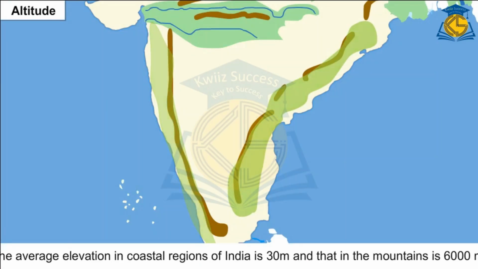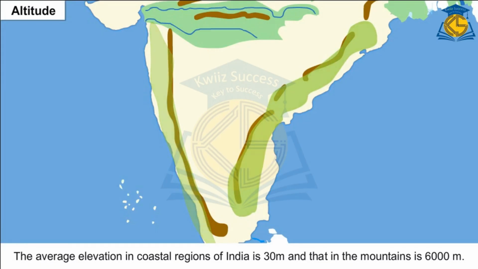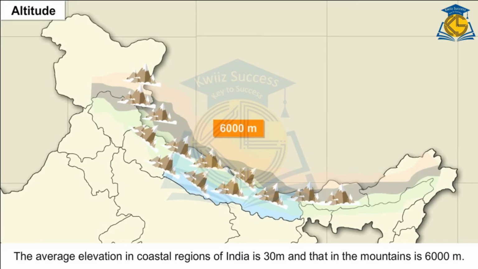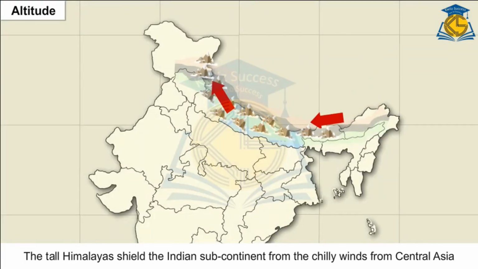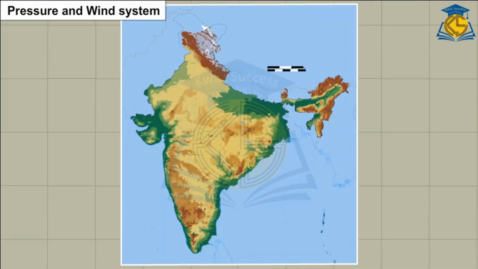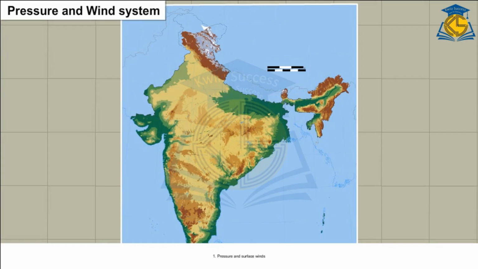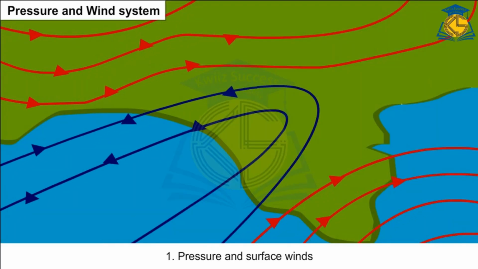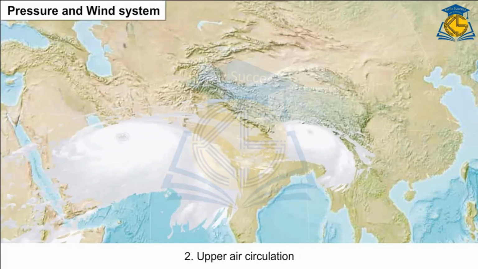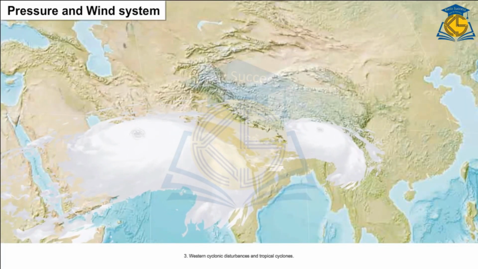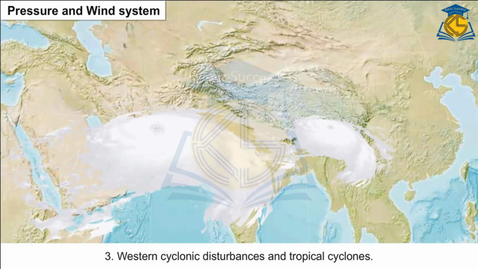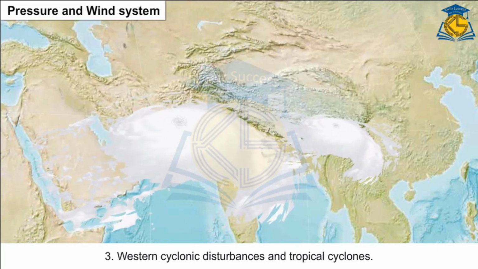Altitude. The average elevation in coastal regions of India is 30 meters and that in the mountains is 6,000 meters. The tall Himalayas shield the Indian subcontinent from the chilly winds from Central Asia. Pressure and wind system. Three atmospheric conditions affect the Indian climate. 1. Pressure and surface winds. 2. Upper air circulation. 3. Western cyclonic disturbances and tropical cyclones.